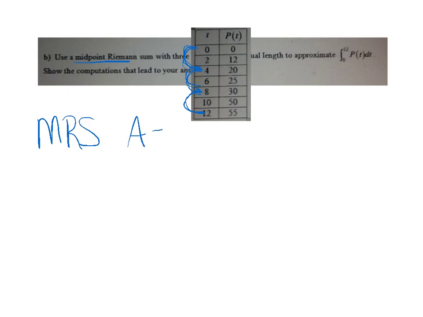just the area of a rectangle. Alright, so I need the base of each section. So this first one goes from 0 to 4, so that has a base of 4. And the height, now remember it's midpoint, you want the height in the middle. So if I have 3 numbers, 0, 2, and 4, 2 is in the middle, and I want its height. So I'm going to be using 12.